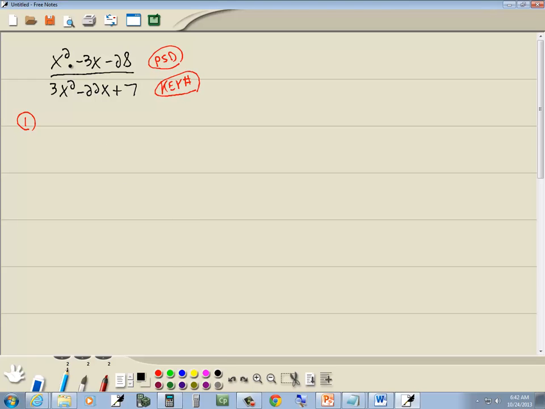Why is it PSD? Well, we've got x squared, no number in front of x squared. Why is this one the key number? We've got x squared, no x, there's a number in front of x squared. Let's take a look at the first one.